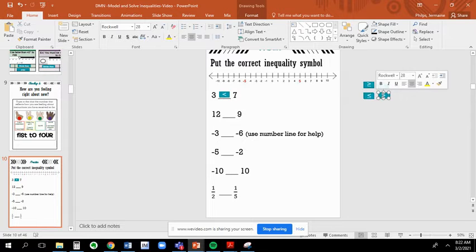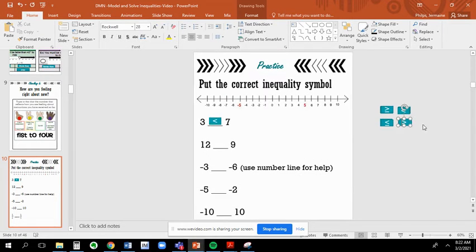On our next one, let me zoom in a little bit. We're saying that 12 is greater than 9. Over here, with our negatives, don't get confused about this. -3 is actually greater than -6 because when we look at our number line, I can see it's further to the right, it's closer to 0 than -6. On our next one, -2 is greater than -5. And then over here, 10 is greater than -10.